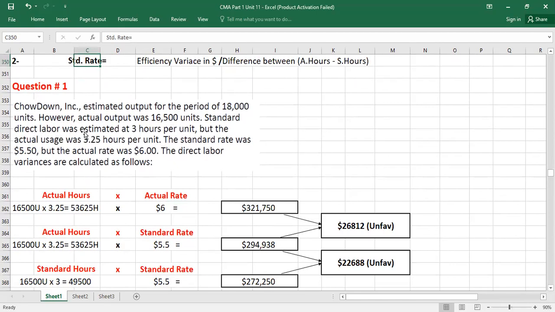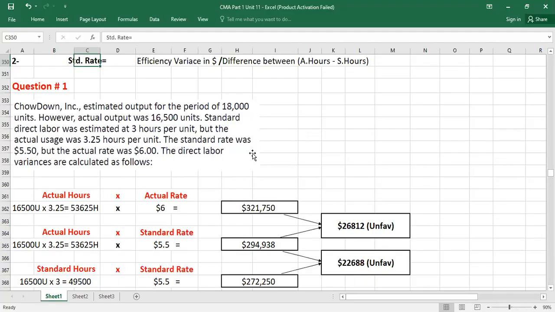Standard direct labor was estimated at 3 hours per unit. This is the standard hours, but the actual usage was 3.25 hours per unit. This is the actual usage of hours. The standard rate was $5.5 for each hour, but the actual rate was $6. The direct labor variances are calculated as follows. Now we are going to look at how we can calculate the rate variance and the quantity variance both together.